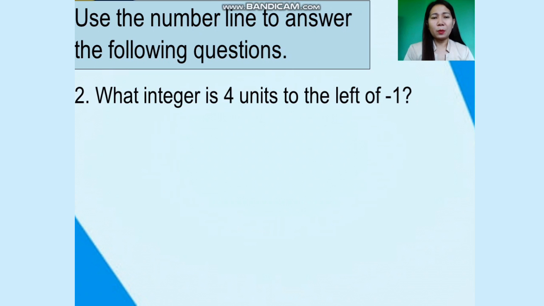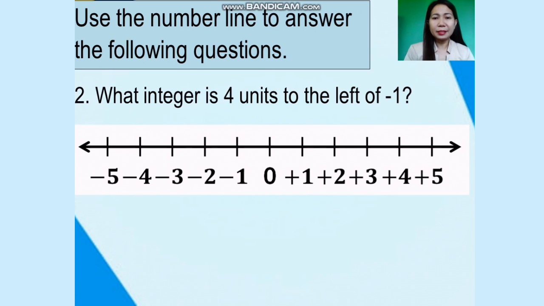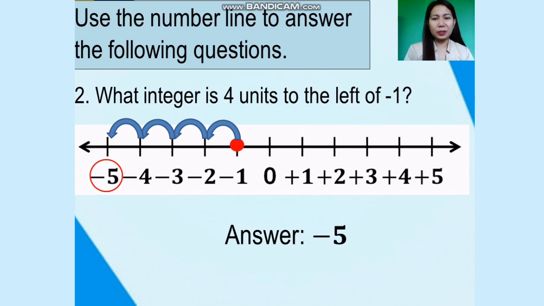How about number 2? What integer is 4 units to the left of negative 1? Again, let's draw a number line. Let us locate negative 1, and then move 4 units to the left. So 1, 2, 3, 4. We end up at negative 5. Your answer is negative 5.